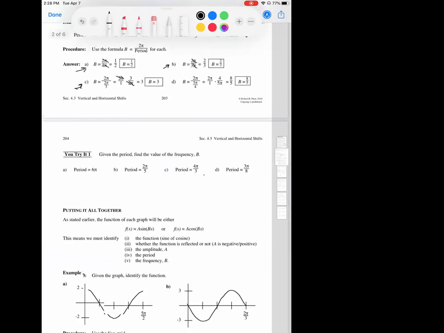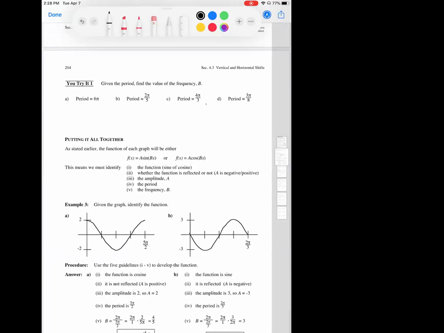All right, moving forward. Let's do the you try it. Let's go ahead and do A and D. Let's only do those because I won't have enough space for B and C too. All right, so remember, you're using the formula where your B is equal to 2 pi divided by your period. So I want to find that B, we're going to use as sine of bx or cosine of bx, whatever story we're given.